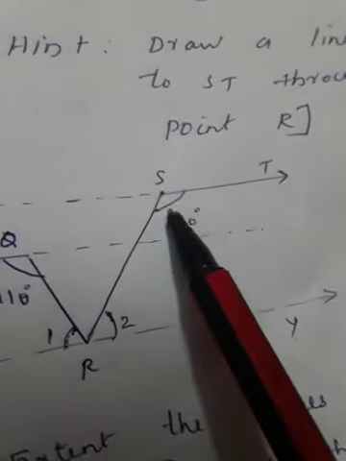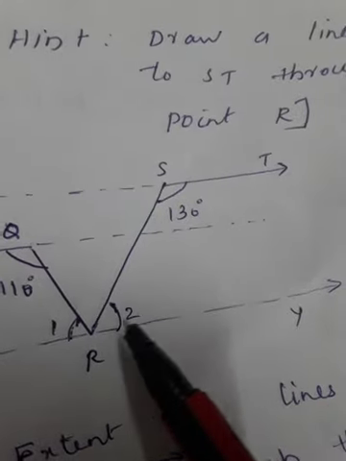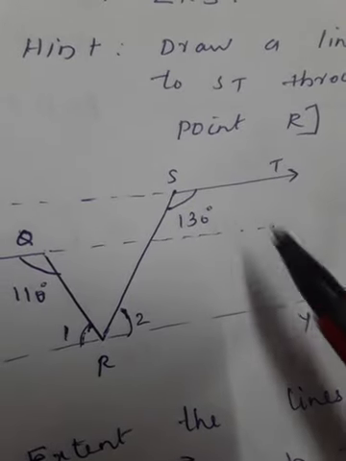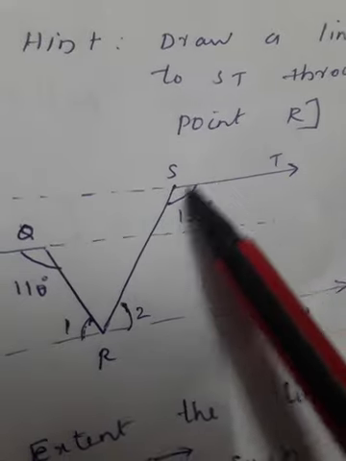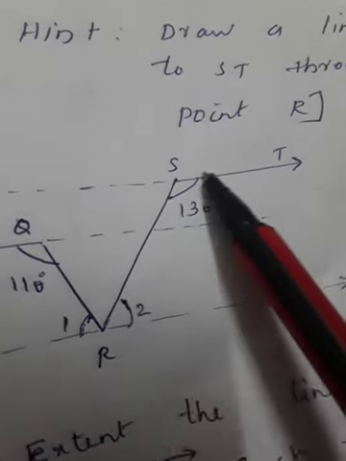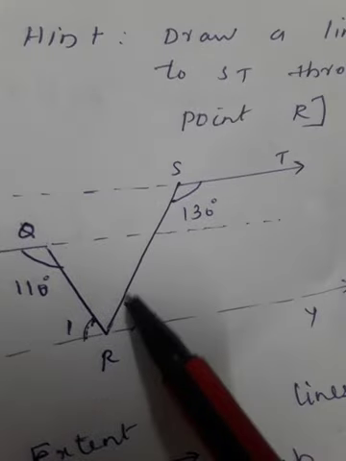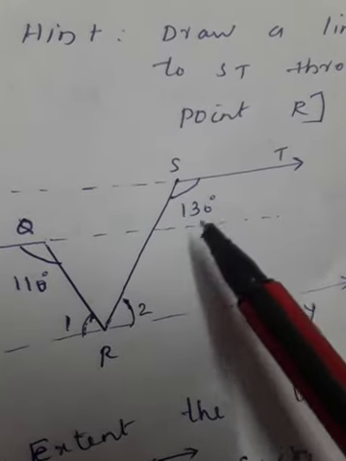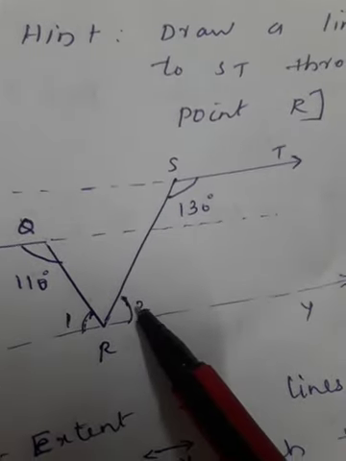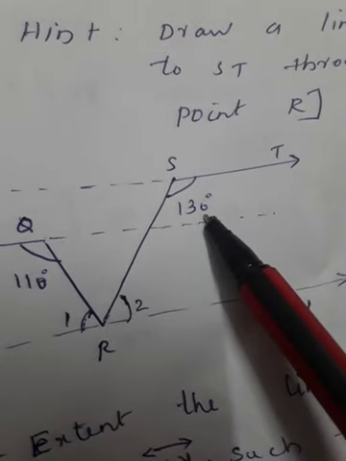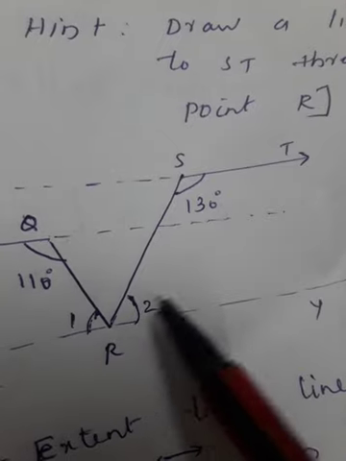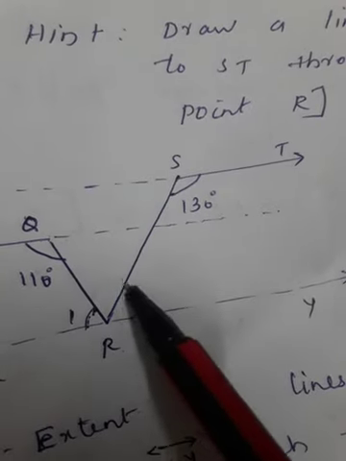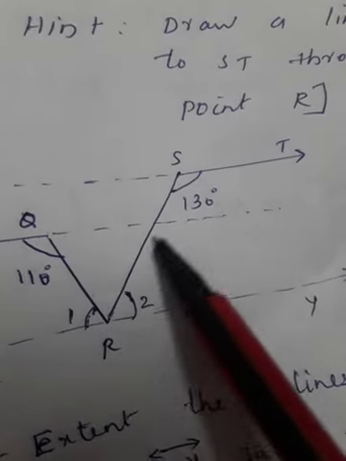Then now we want to consider the lines ST parallel XY. Then what is the relation between this 130 and angle 2? That is also co-interior angles. So, angle 2 plus 130 will be 180. So, angle 2 equals 180 minus 130, that is 50. So, now we got the values of angle 1 and 2. Then we can find the measure of angle QRS.